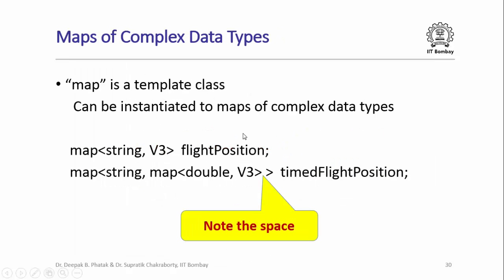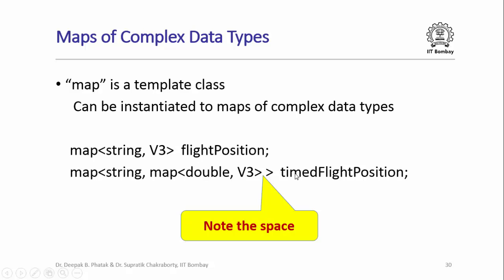Now we have seen maps of simple data types, but map is really a template class, and so I could indeed form maps of complex data types by instantiating the generic type to complex data types. So here is an interesting example. For example, I could declare an object flight position, which is a map with key value string and data value v3, a 3-dimensional vector. So given a flight name or a flight number as a string, this could return me the 3-dimensional position of that flight.